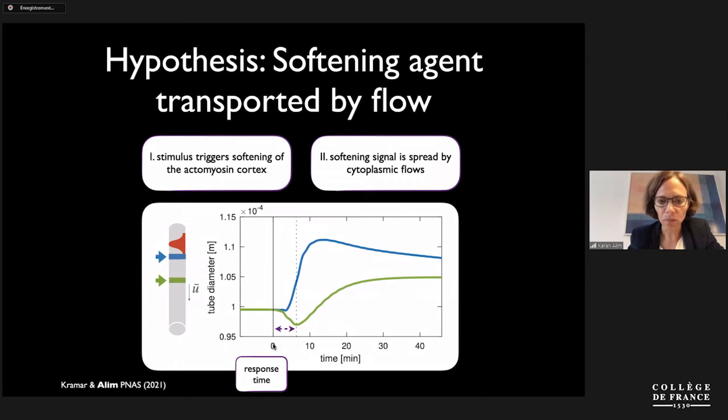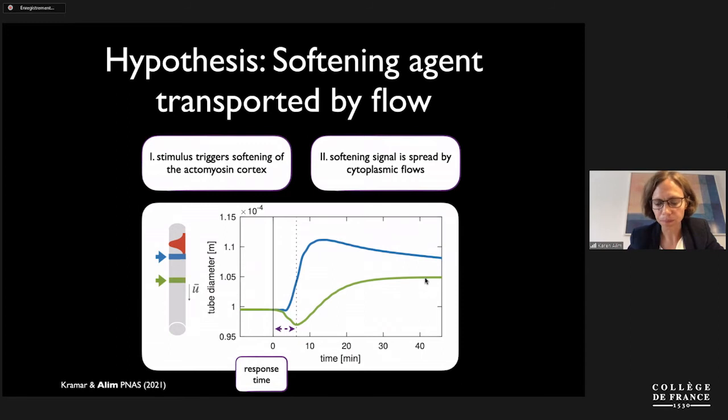And so again, 0 is when the signal hits. And so you see that there's a tube segment close to the stimulus that dilates and then stays in this dilated state, whereas a tube segment in green that is further away shrinks when the closer parts start to dilate, and only later on, when the signaling, the softening molecule reaches that site, starts to dilate as well.